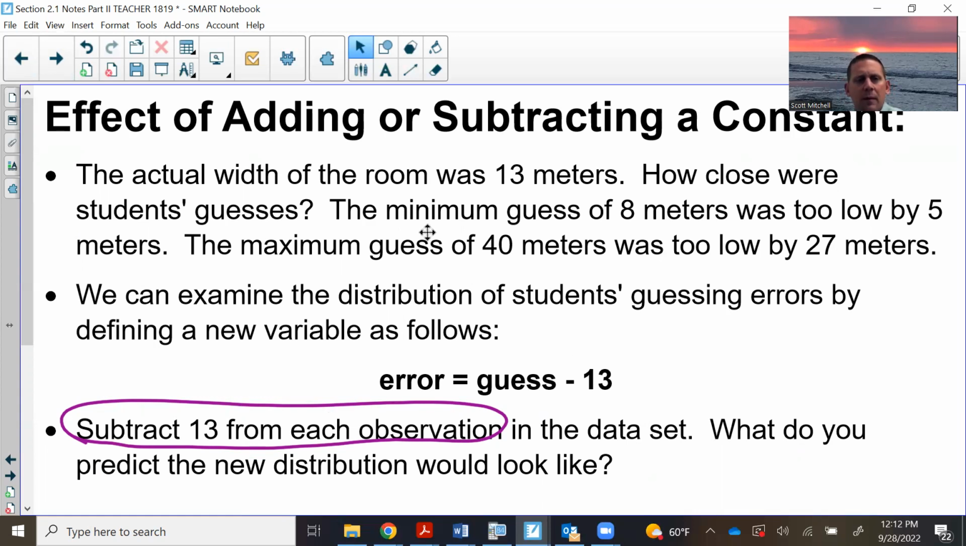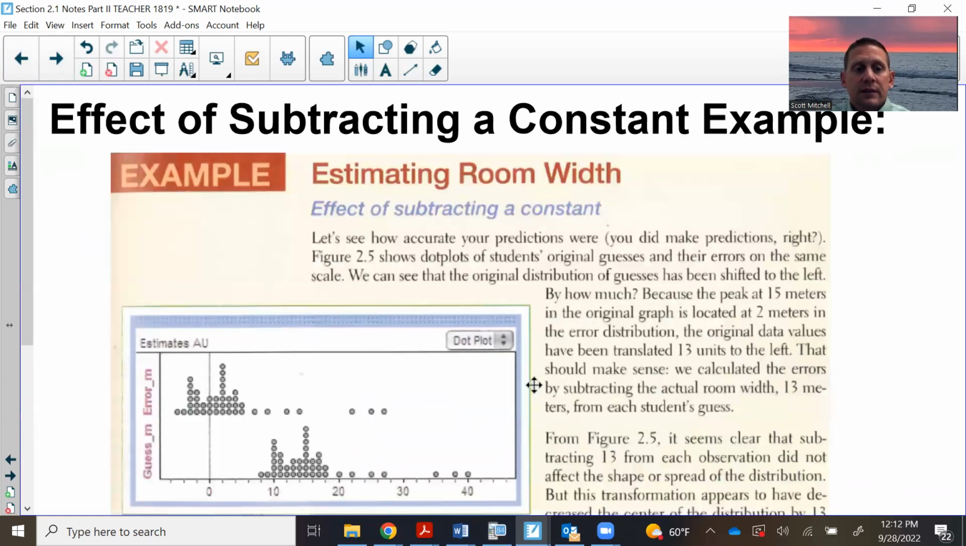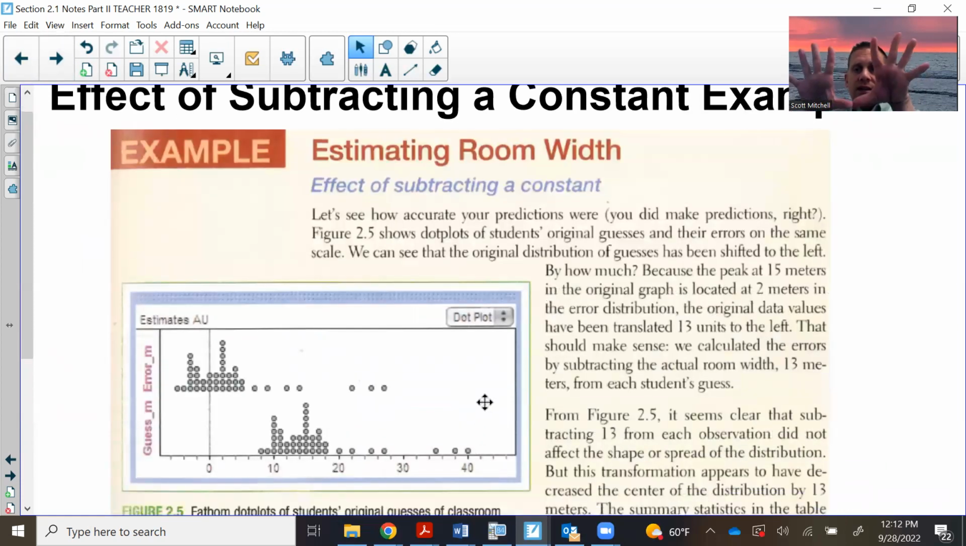What do you think is going to happen? If you just take everybody and subtract 13 from it, all that does is take the graph and shift it. It's going to shift it left. Okay, it's going to take everybody and shift you left. Doesn't change the shape. So when I look at this, look at the shape now.